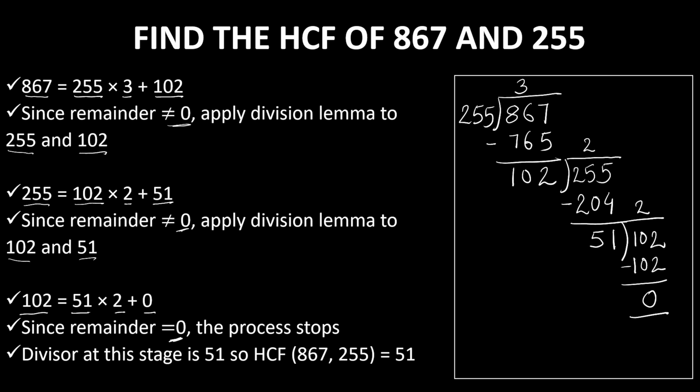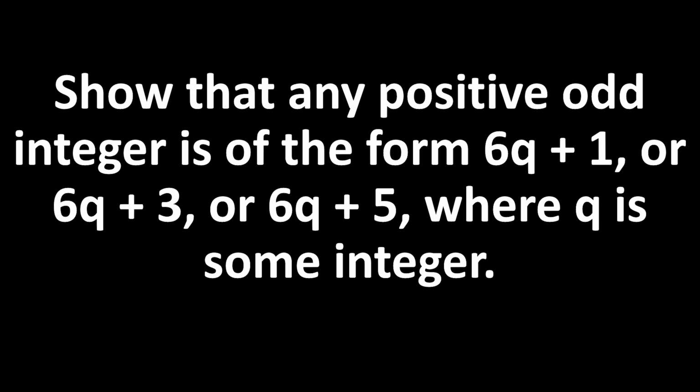And the divisor at this stage is 51. So, the highest common factor of 867 and 255, we will consider it as the divisor of the last stage, which will be equals to 51.